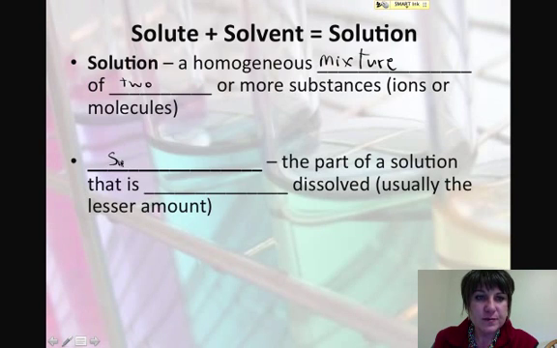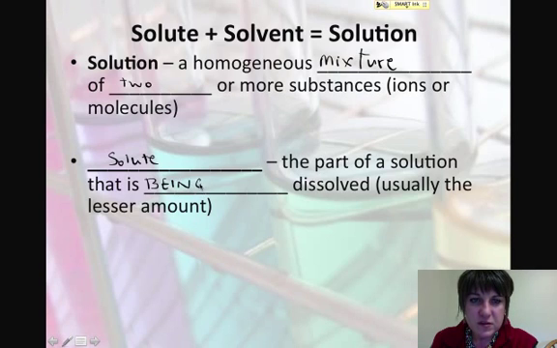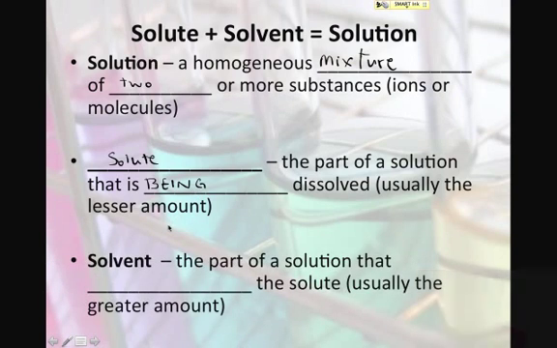The solute, S-O-L-U-T-E, is the part of the solution that is being dissolved. It's usually the lesser amount in your solution, not always, but most of the time it's the smaller amount, and it's considered to be the thing that is getting dissolved. Whereas the solvent is the part of the solution that is doing the dissolving. This is the part that dissolves the solute. It's usually the greater amount of the two or more substances. So the solvent is doing the dissolving, and the solute is the thing being dissolved.